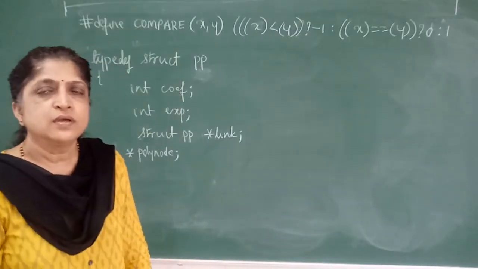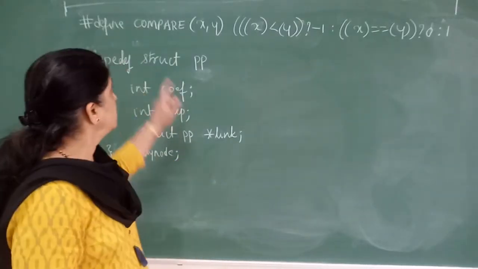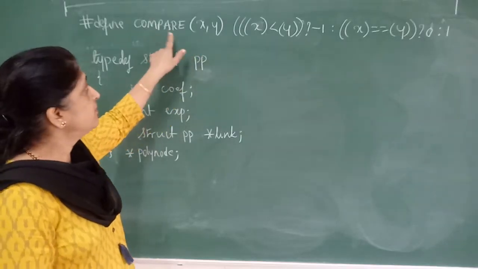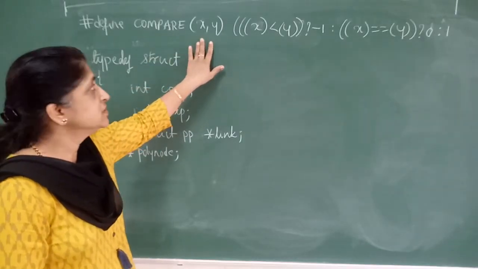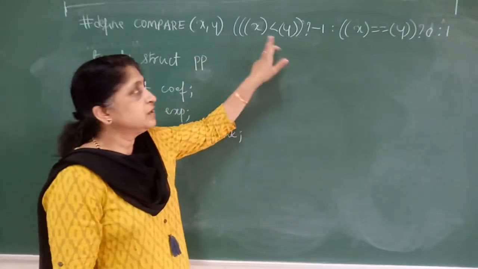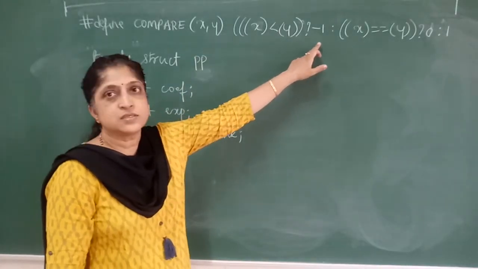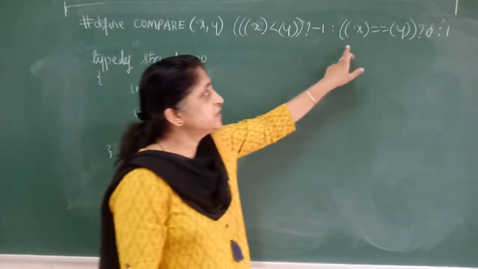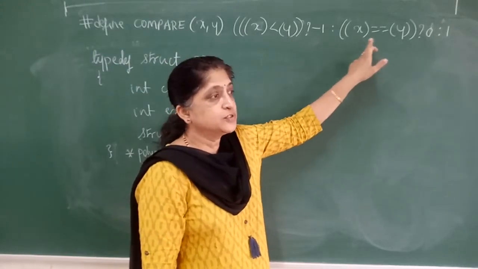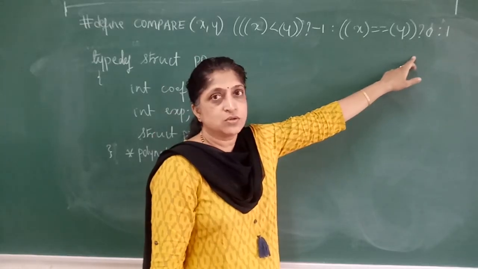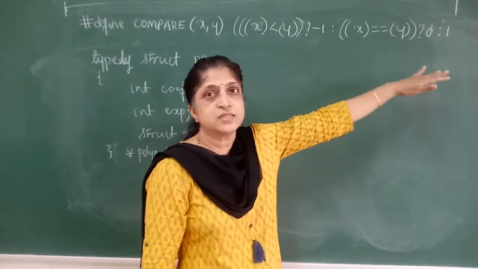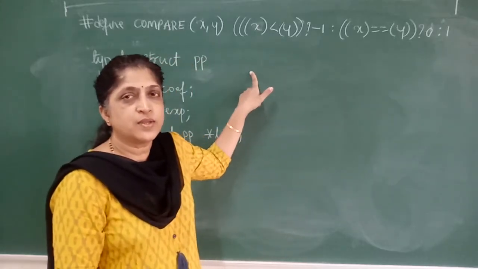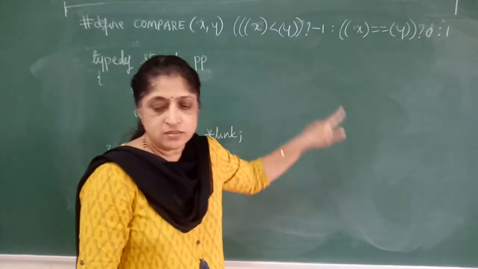Here we have the compare macro. I have written hash define COMPARE(x, y). This compare macro takes two arguments, x and y. If x is less than y, it returns -1. If not, it compares whether x is equal to y. If so, then it returns 0. If this condition is also false, then it returns 1. So this compare macro returns either -1 or 0 or 1.